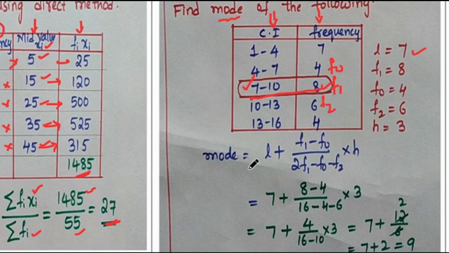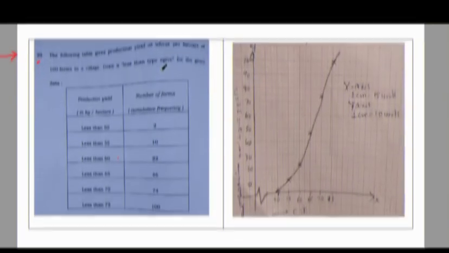Replacing all this in the mode formula, and we know the mode formula as L plus F1 minus F0 by 2F1 minus F0 minus F2, into H. H is nothing but the class width, which is 3, 10 minus 7 is 3. Replacing these values in the formula, we will get the answer as 9.